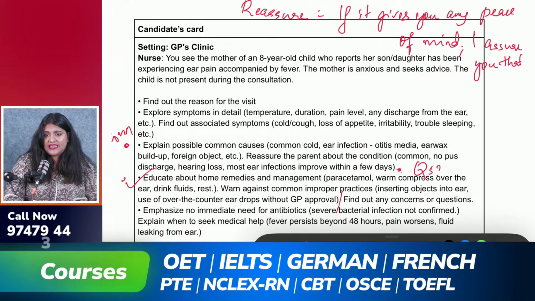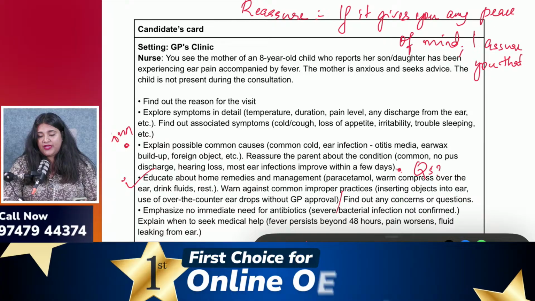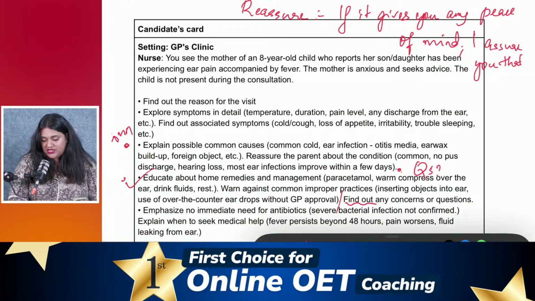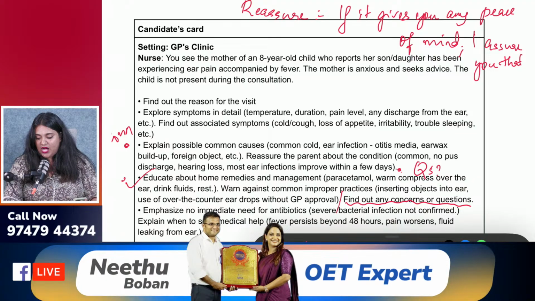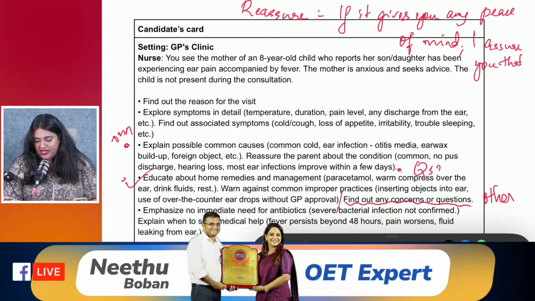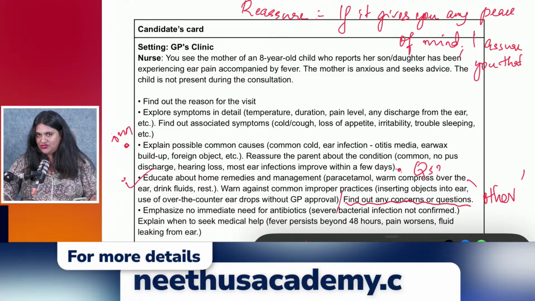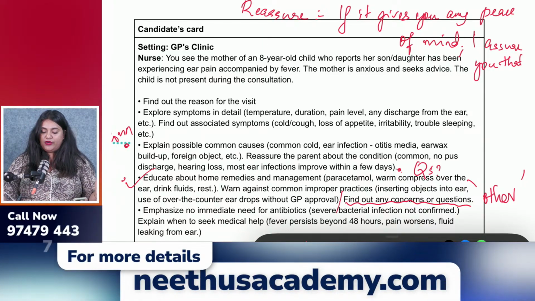So the parent would say, yeah, absolutely, I'll take care of that. So what is the next point? Find out any concerns or questions. Since that is the second last portion, you can ask, do you have any other concerns? Because that is towards the end, you're going to wind it up.